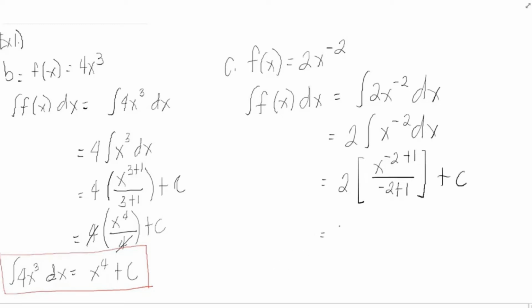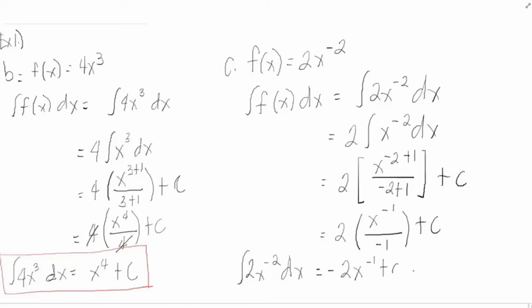And then, simplifying further, we have 2. Negative 2 plus 1 is negative 1. Okay? And then, negative 2 plus 1 is negative 1 plus c. So, simplifying, our final answer is the integral of 2x raised to negative 2 dx is equal to, pwede na natin i-omit yung 1 since 1 naman yan. And then, yung negative is i-multiply na lang natin dito sa constant dito. So, our final answer will be negative 2x raised to negative 1 plus c.